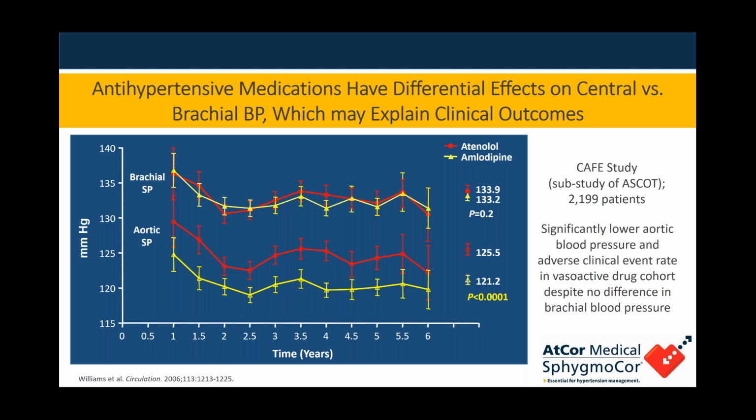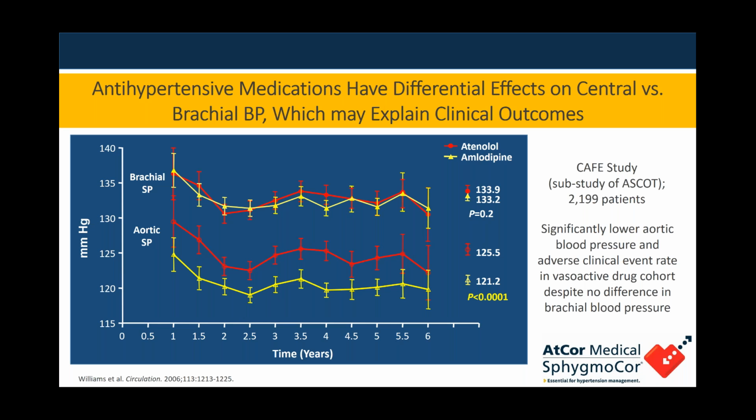And with respect to the primary outcome, central blood pressure was significantly lower by 4.3 millimeters of mercury in the amlodipine-based group versus the atenolol-based group throughout the entire study, as we see on the curves. However, this occurred despite no significant differences in brachial pressure.